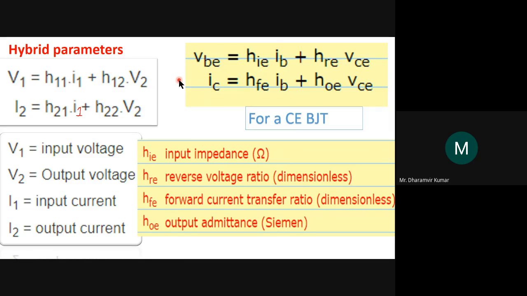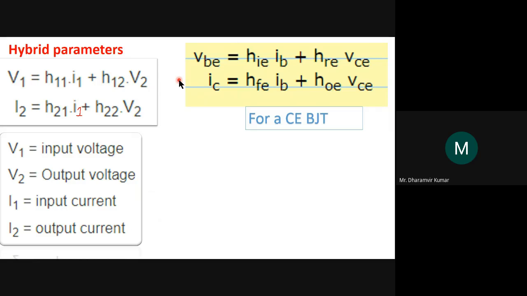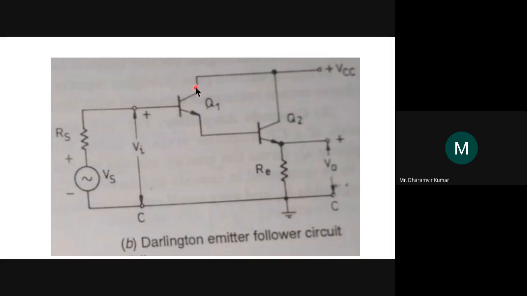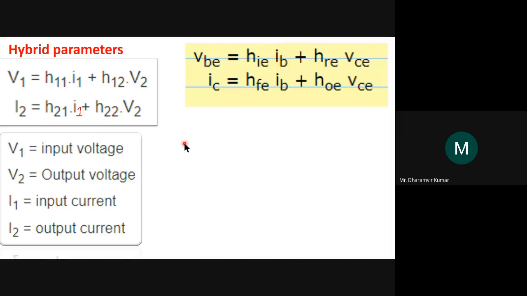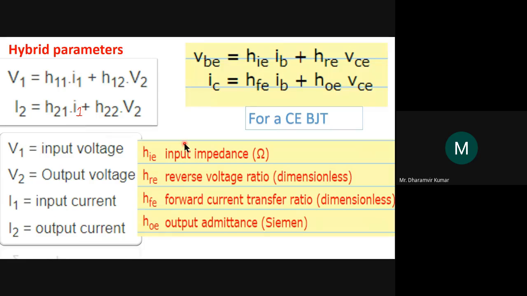Because unless and until we convert this particular BJT in terms of resistors and current and voltage sources, dependent current and dependent voltage sources, we cannot analyze the circuit. So it needs to be converted into some sort of those electronic components, and then we can go for the analysis of the circuit. So these are hybrid parameters.